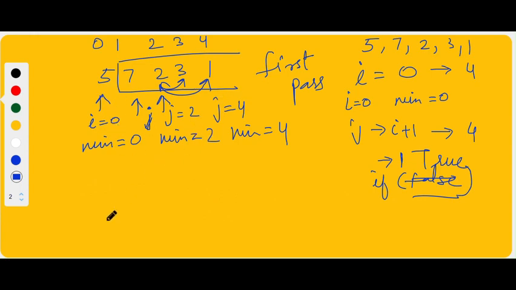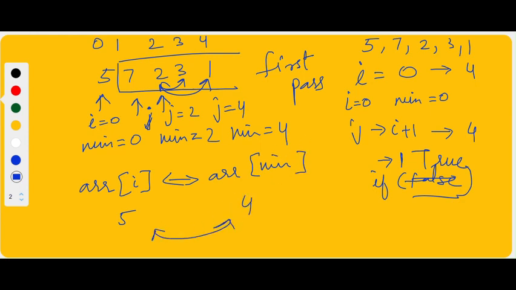to do a swap. So we have to swap arr at I. Arr at I is what? 5 with arr at min. Arr at min is what? 4. So these two are swapped, and 4, sorry, not 4, 1, arr at 4, that is what I meant. Okay. So arr at I is, the I is 0, min is 4. The swap is done. 1 comes here, 5 goes there.